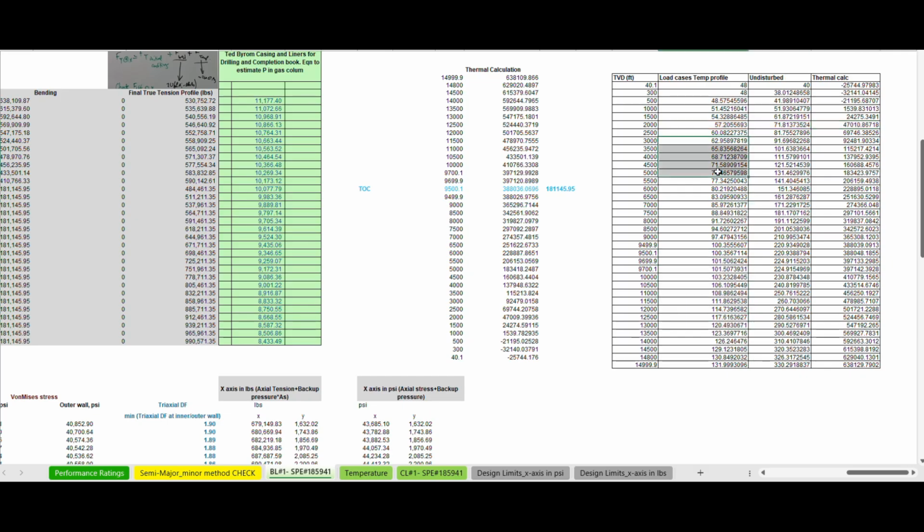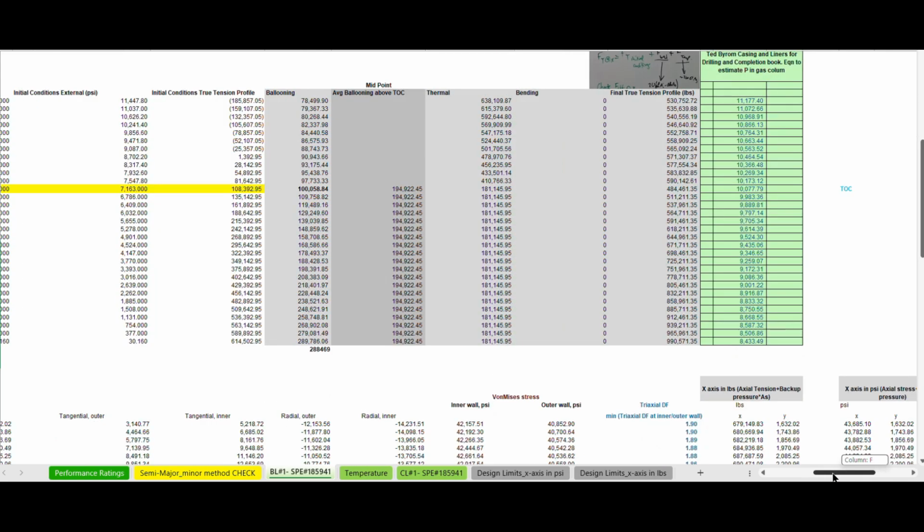And as you see, there's some change from undisturbed to the load case. There's some cooling here, which induces some tension, and then most of the part is all cooling, and then you have a huge tension that is caused by the thermal effects.